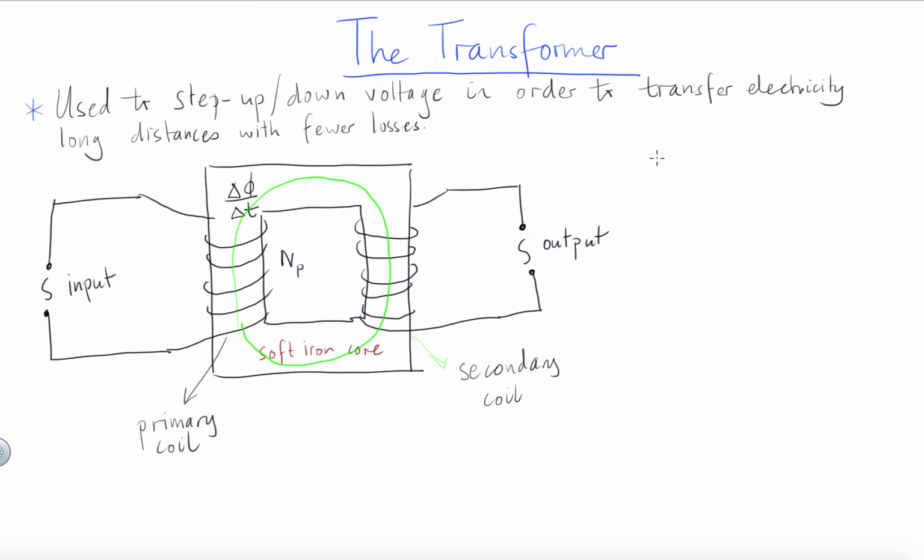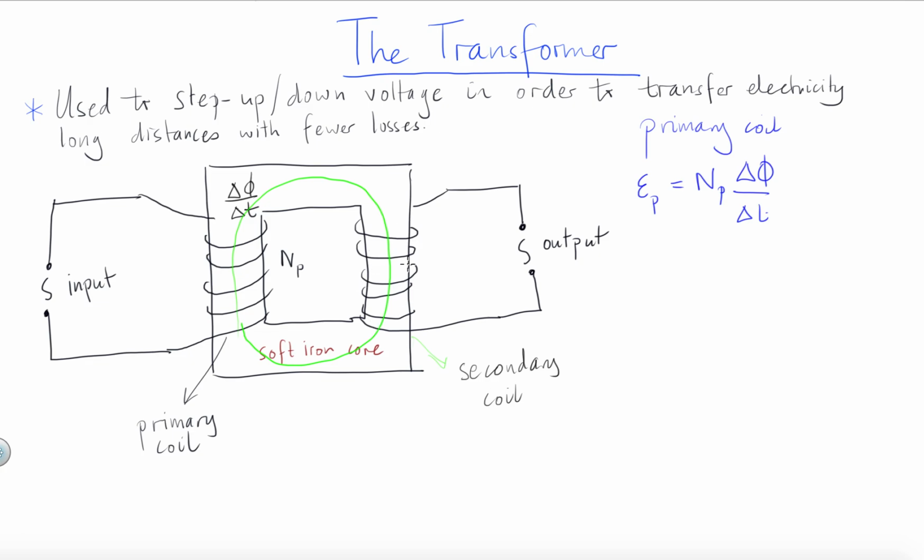And due to Faraday's law, in the primary coil, because there's a change of flux, the induced EMF in the primary coil, epsilon P, is going to equal the rate of change of magnetic flux linkage, which is the number of coils, NP, times the rate of change of magnetic flux.